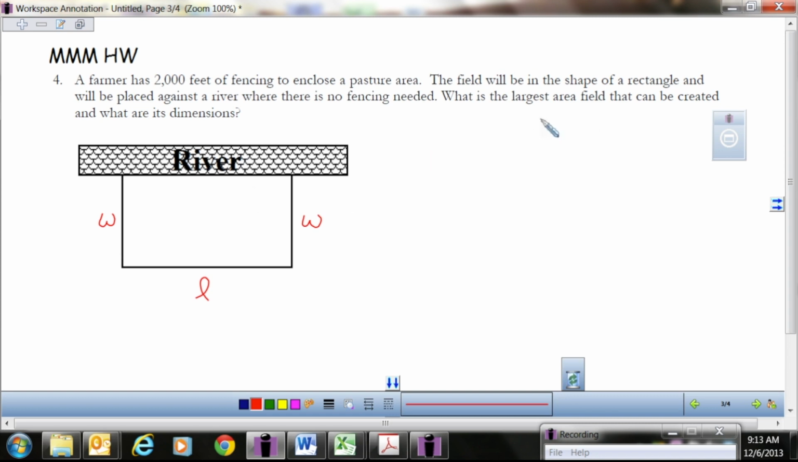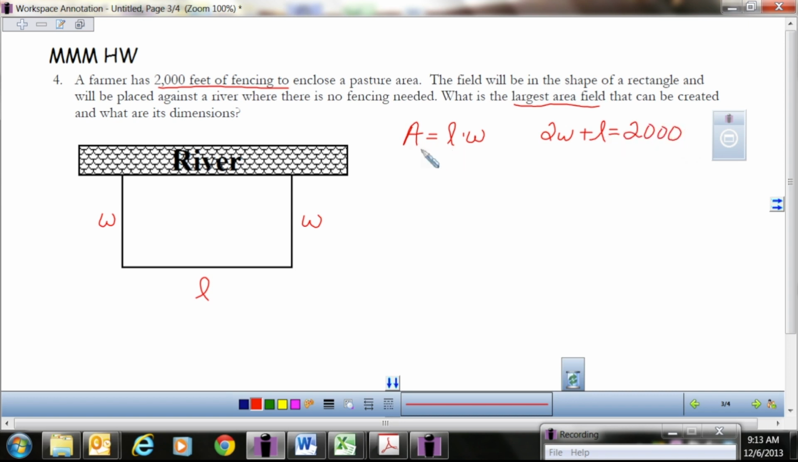So the largest area field is going to be area equals length times width. We're still dealing with a rectangle, and that's the area formula for it. The extraneous information we're going to use to get it in terms of one variable is the 2,000 feet of fencing around the pasture. Notice that you have two W's, but only one L where you're going to need fencing, because you don't need two L's since there won't be any fencing on the river. And that should be equal to 2,000.